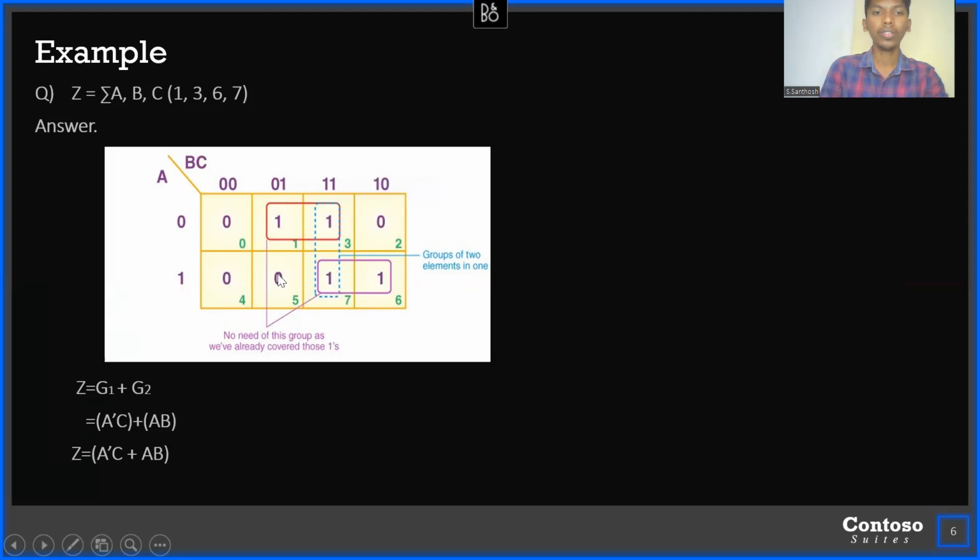So depending on the number of values that are changing, if the value changes in the row and column, you ignore the value. If it doesn't change in the row and the column, you take up the value. So that's how we have done it. And we find a simplified value for z, that is z equals a complement c plus ab. That's the simplified Boolean function for it. And that's the advantage of using a K-map. It just simplifies the way you solve it.